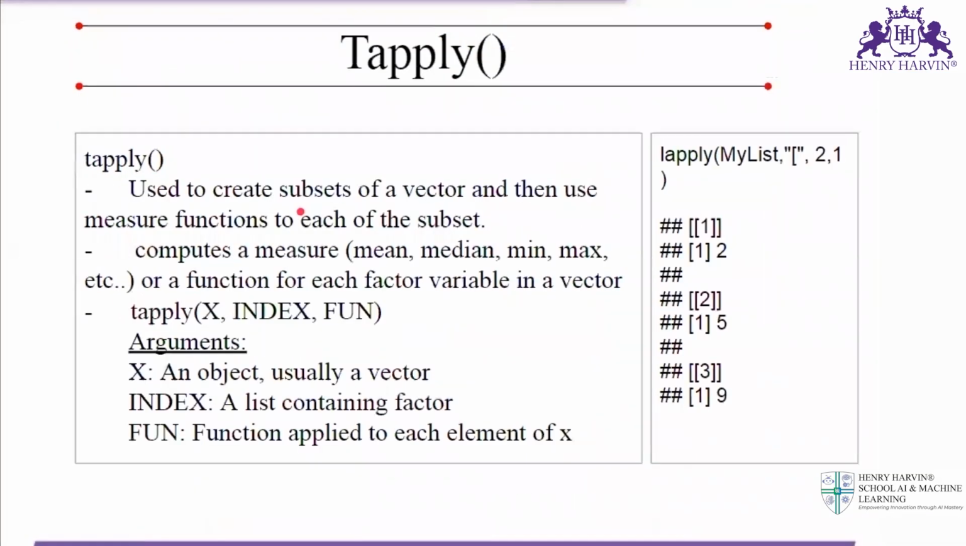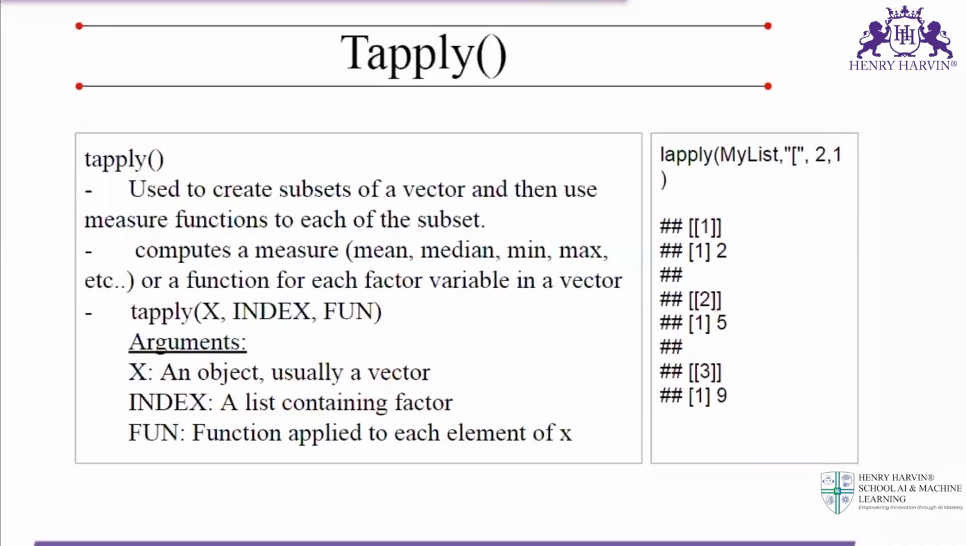Now let's go to tapply. It is the next apply function, tapply. So tapply is used to create subsets of a vector and apply measure functions to each of the subsets. So we can compute mean, median, mode, minimum, maximum, or a function for each factor variable in a vector. The function that is used is x, comma index, comma function. So here x is the vector or the object that you are using as your data set. Index is the factor variable. So let me explain how tapply works actually.